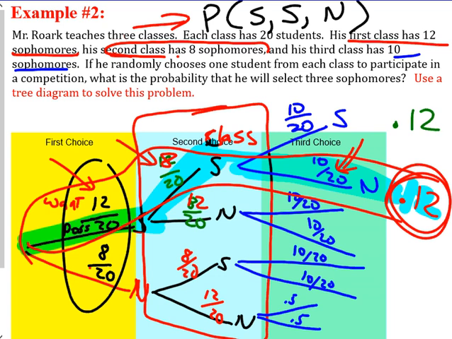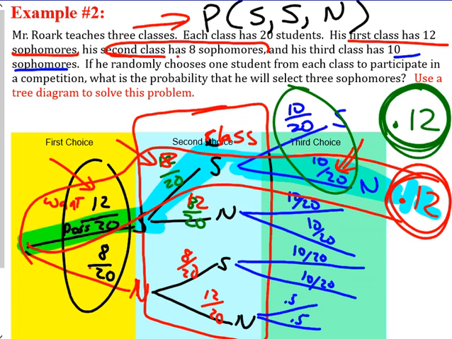So why is that the same? Well, because the first 2 numbers were the same, and this last was an equal chance, right? All right. There's my probability of 3 sophomores. Now my question is, what's the probability instead of 3 sophomores that he'll get at least 1 person who's not a sophomore? Out of his 3 picks, what's the probability he'll get at least 1 person that is not a sophomore?